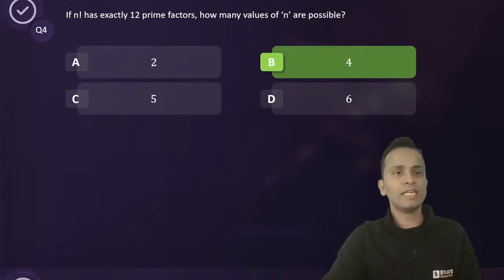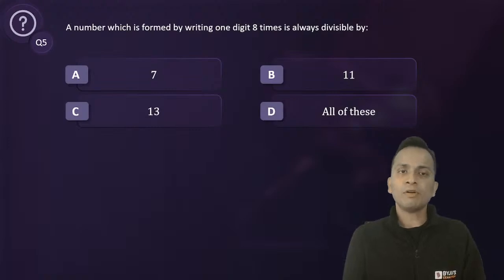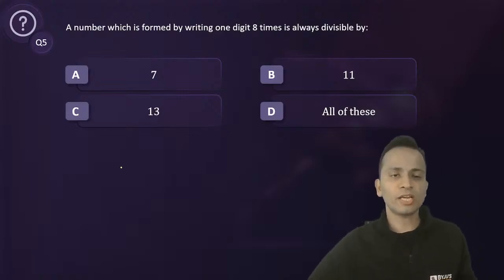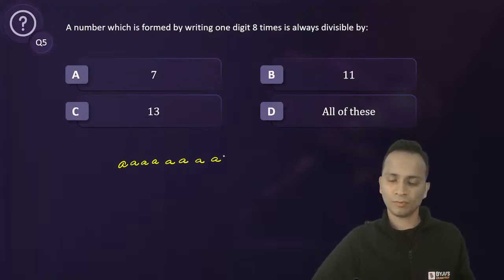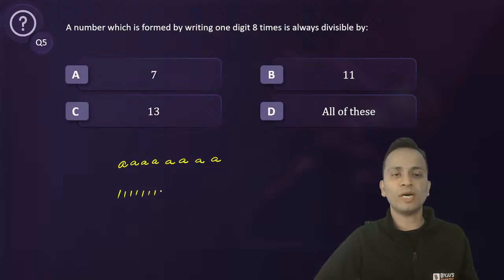Perfect. Let's move ahead and look at the next question, question number 5. A number which is formed by writing one digit, any digit, 8 times is always divisible by. So basically they're talking about a number of the form... Okay. Now what can you do, take any one example. So you can take 1 1 1 1 1 1 1 1.